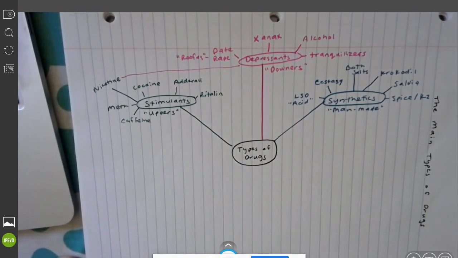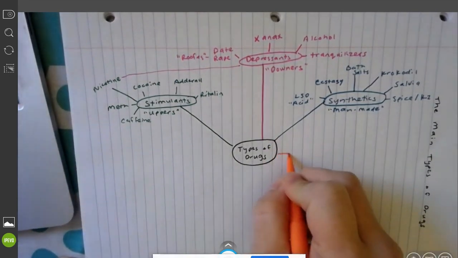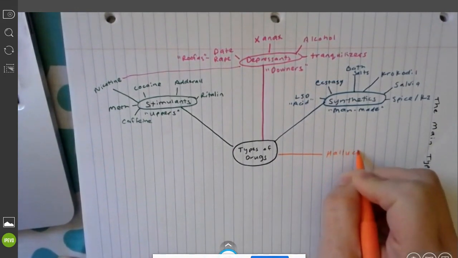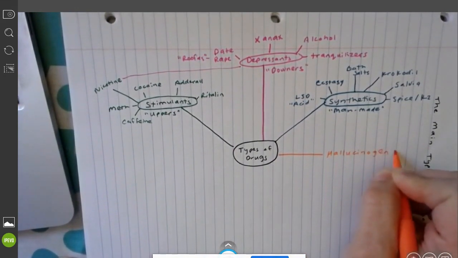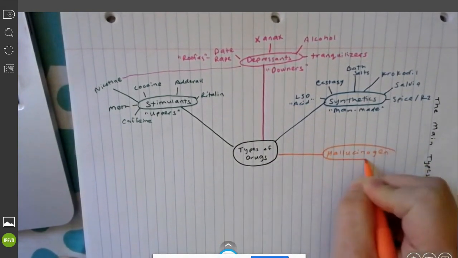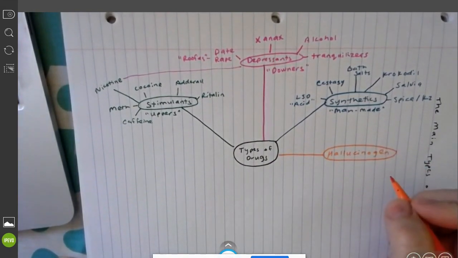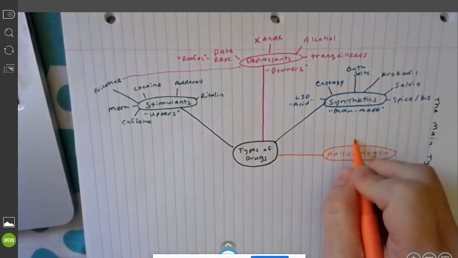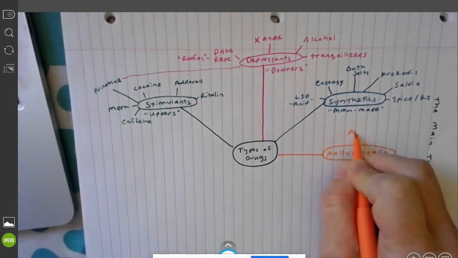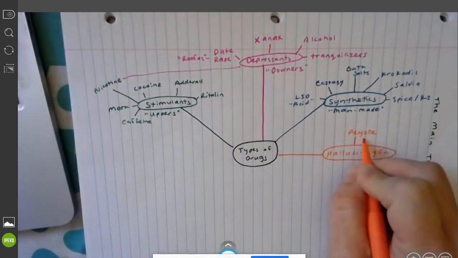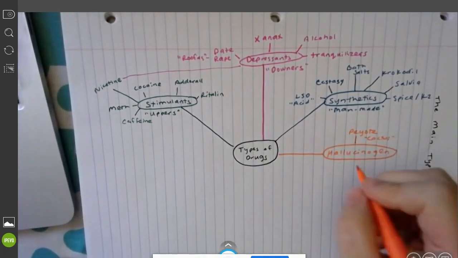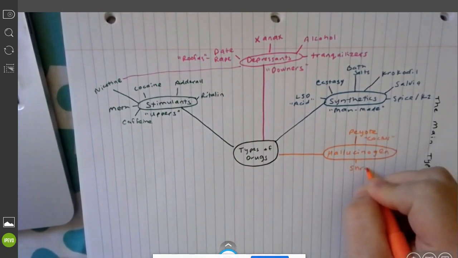All right. The next category is going to be your hallucinogens. These are going to cause your senses to get crossed. They cause you to hear colors and taste sounds. They're going to cause you to hallucinate. The natural ones would be a cactus called peyote. I'll just put, this is a cactus. Another natural hallucinogen would be shrooms or mushrooms.